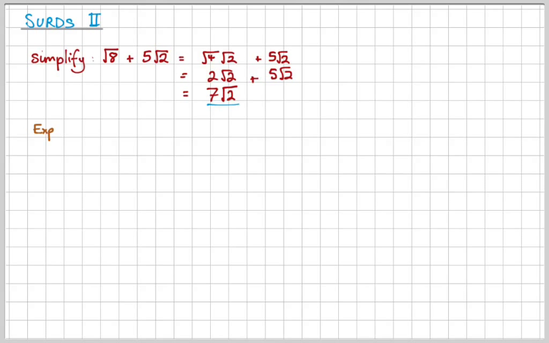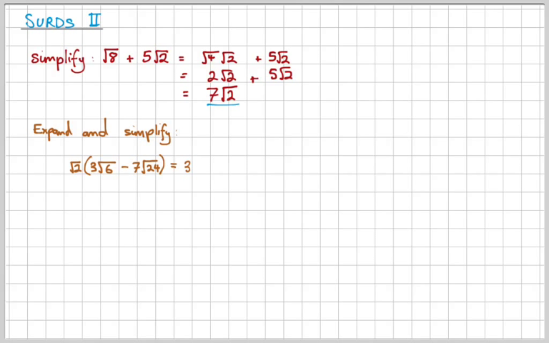So, the next one. You might want to pause the video at this one, see if you can do it yourself, given your current understanding, and then if you can't, or you need to check, then play the video. So, expand and simplify root 2 brackets 3 root 6 minus 7 root 24 brackets. Pause the video now and answer this question.